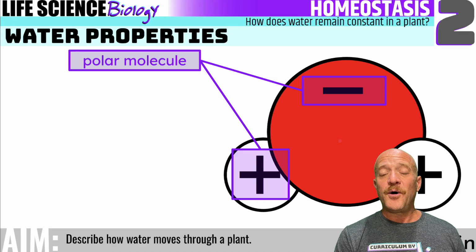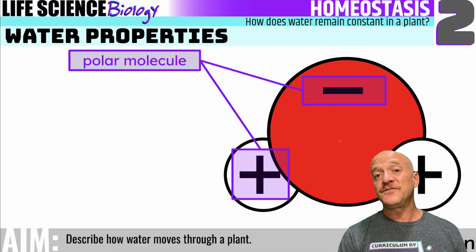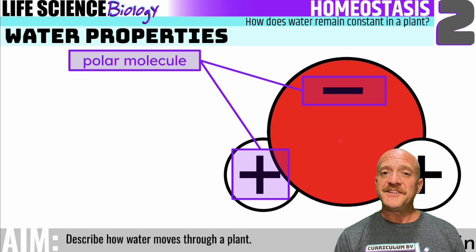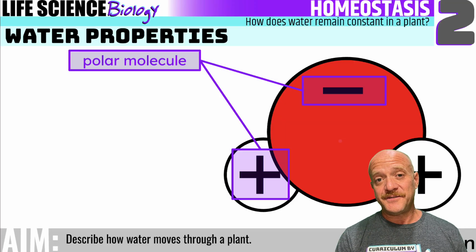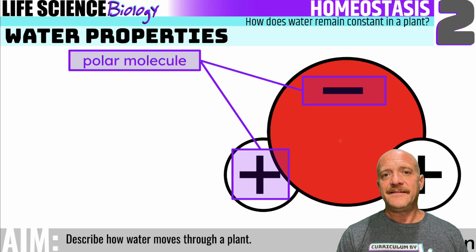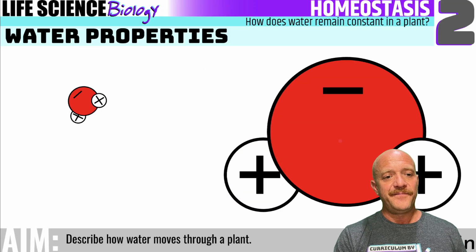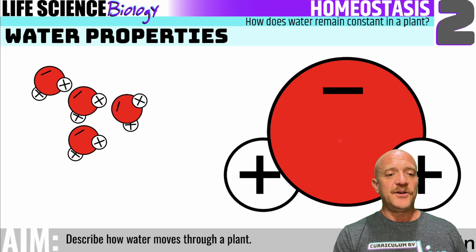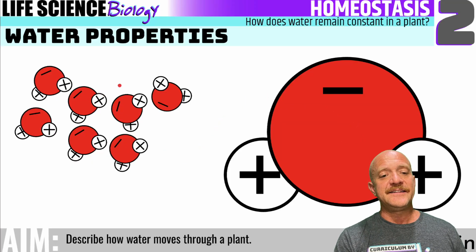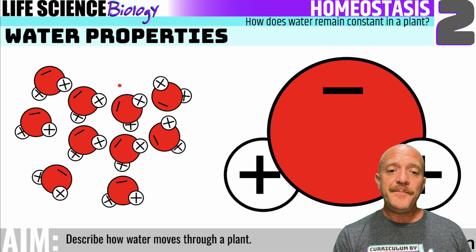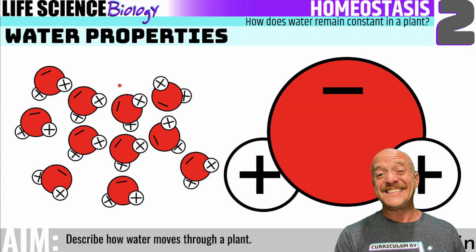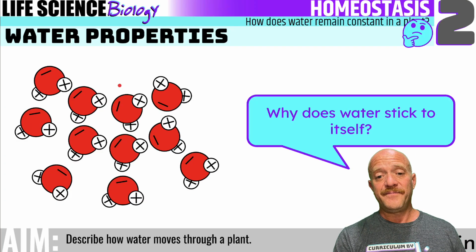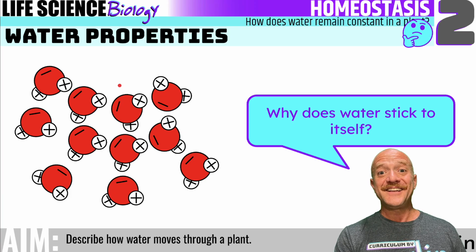Oxygen is polar. It's pulling the electrons closer to it, so oxygen is going to have a slightly negative charge. Now that's kind of like a magnet. When you stick magnets together, they're going to orient themselves, so positive sticks to negative. If you have water, the areas that are positive are going to be attracted to the areas that are negative. Because of that, water kind of sticks to itself. So please explain in your notes why water sticks to itself.